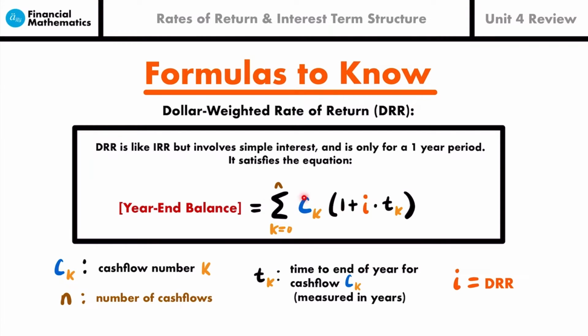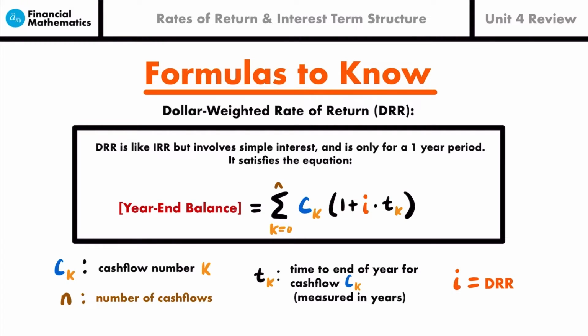At least the way that I have this equation set up, it is possible that you could view it from a perspective where you would use present value factors, but I find it the easiest to look at the dollar-weighted rate of return from this angle, where you take the year-end balance and set it equal to the sum of the accumulation of the cash flows throughout the year.